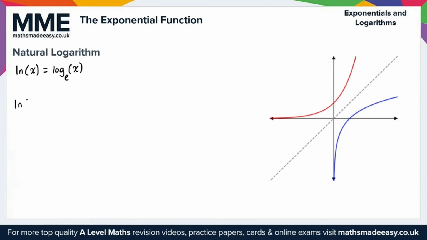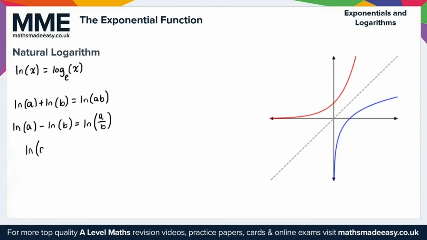So in that case, the natural logarithm of a plus the natural logarithm of b, we can express this as one single natural logarithm, and that's ln of ab. Another property we can use is the natural logarithm of a minus the natural logarithm of b. Writing this as a single natural logarithm, this is the natural logarithm of a over b.